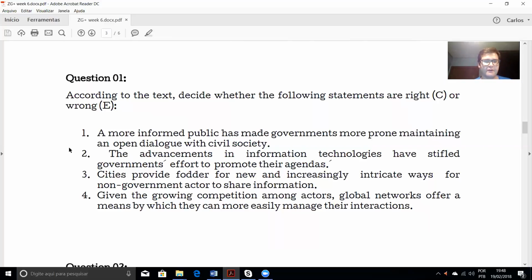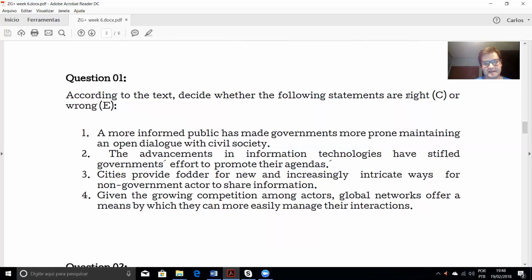Let's go. A more informed public has made governments more prone... There's a few typos here, but don't worry. What I meant to say was a more informed public has made governments more prone to maintaining an open dialogue with civil society. Okay, so there's a preposition missing there. Prone to maintaining an open dialogue with civil society. Forgive my mistake. Okay, and this one is incorrect.